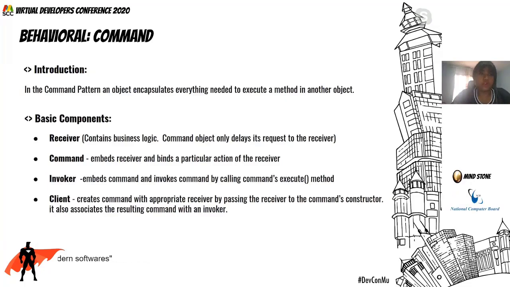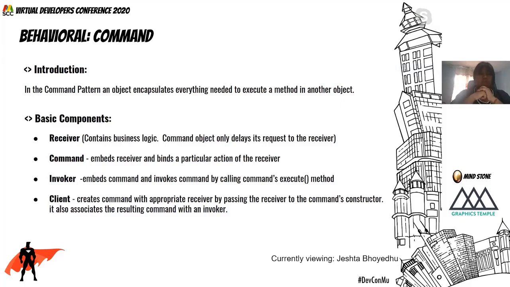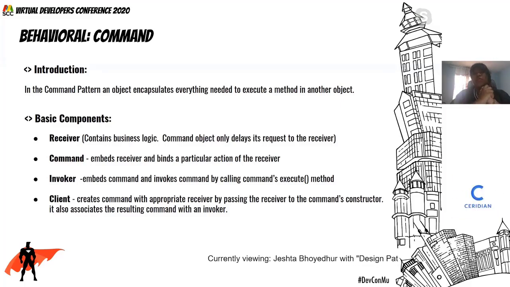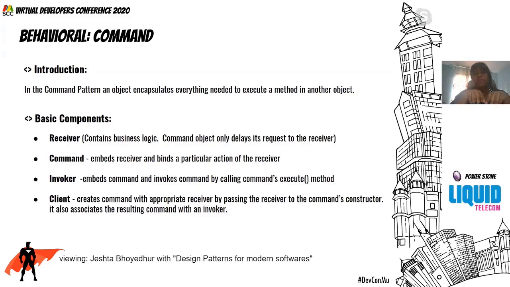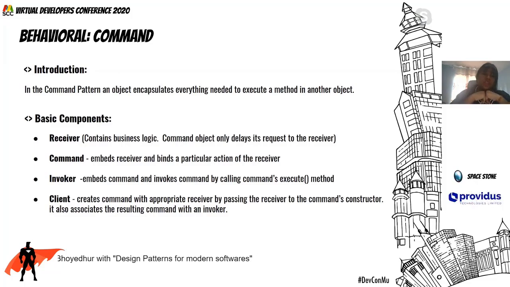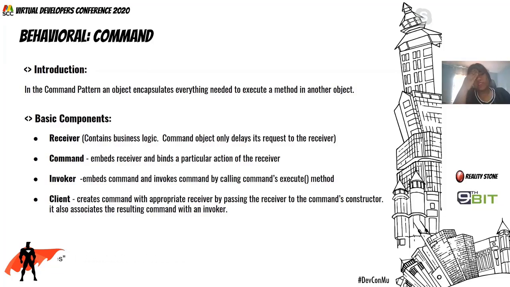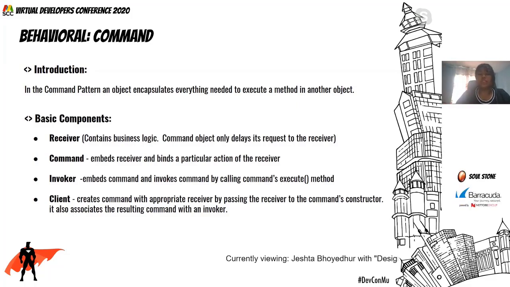The basic components for the behavioral command pattern: one should have a receiver, a command, an invoker, and the client. This is the basic component. The receiver contains business logic. The command object only delegates its request to the receiver. The command embeds a receiver and binds it to a particular action of the receiver. The third one is the invoker, which embeds a command and invokes it by calling the command's execute method. And lastly, the client creates a command with the appropriate receiver by passing the receiver to the command constructor. It also associates the resulting command with an invoker.